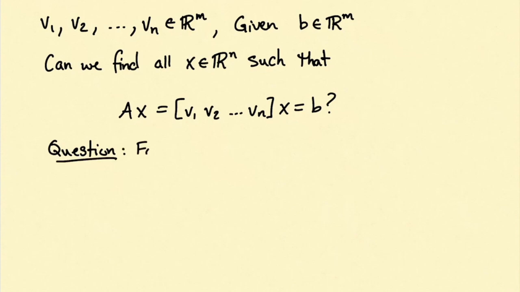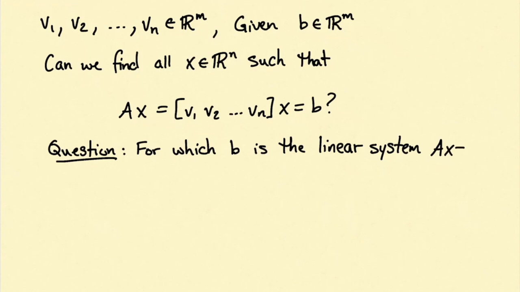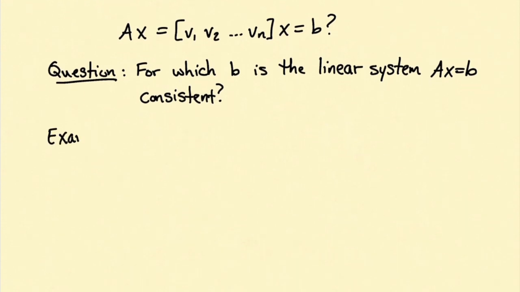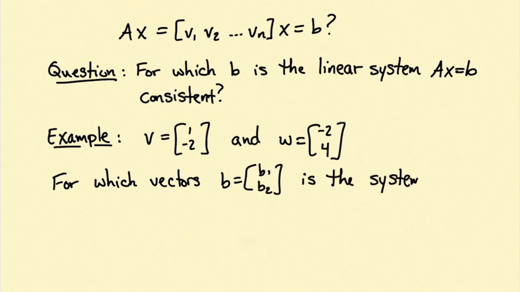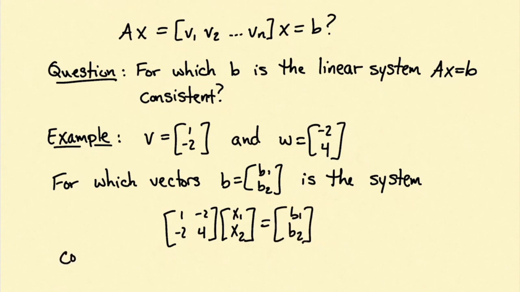Naturally, this leads us to the question, for which vectors b is the linear system Ax equals b consistent? To explore this question, let's start off with an example. So we'll take two two-dimensional vectors, v equals (1, -2), and w with entries -2 and 4. So for which vectors b with entries b1 and b2 does there exist a vector x such that Ax equals b actually has a solution?